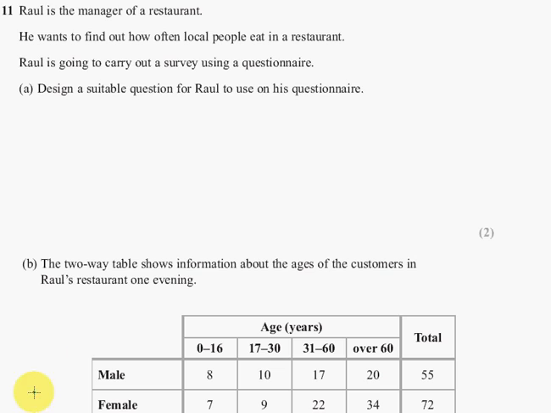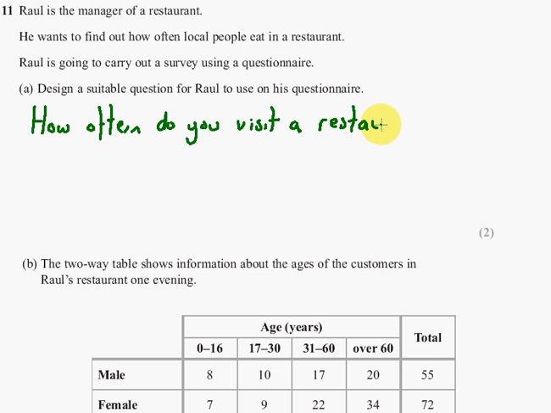So, could be something like, how often do you visit a restaurant in 1 week? Okay, now that is the most important bit, the time frame there. The time period. You could even say in a fortnight or a month if you wanted to, but as long as it's got some sort of time frame, then that question's going to be okay.